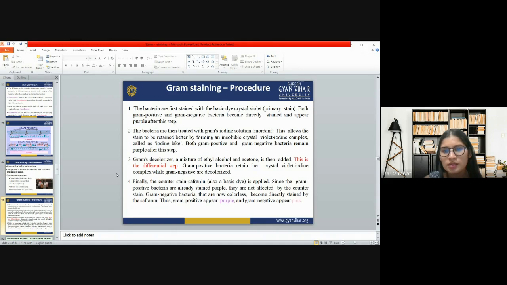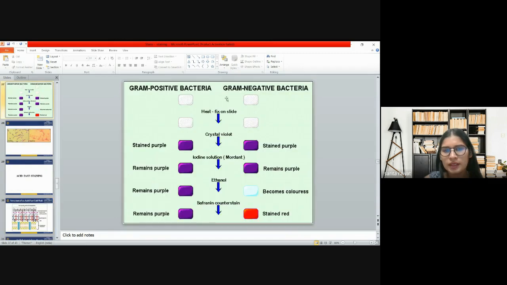So this is the procedure. While we cover up the gram staining procedure, we can conclude it in the 4 stages. As you can see in this picture very clearly, this is the gram positive bacteria's procedure and the gram negative bacteria. So this is the gram staining. First we have taken a slide and we have mixed all the gram positive and negative bacteria. Then we heat fixed it and then we add a primary stain.